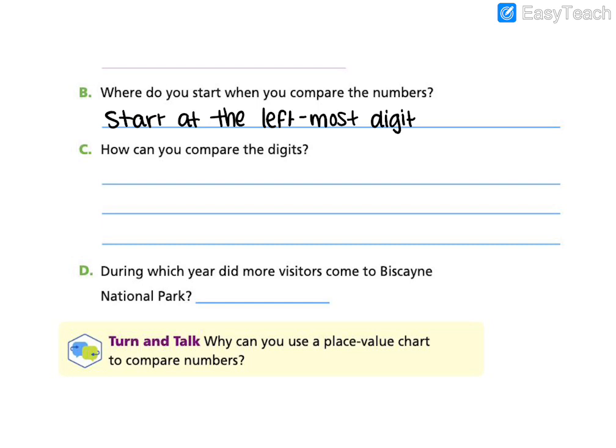And then letter D asks us, during which year did more visitors come to Biscayne National Park? We know more visitors came in 2014. Now to explain our thinking here, why did more visitors come in 2014? We would want to use that academic language of more visitors came in 2014 because 525,745 is greater than 508,164.